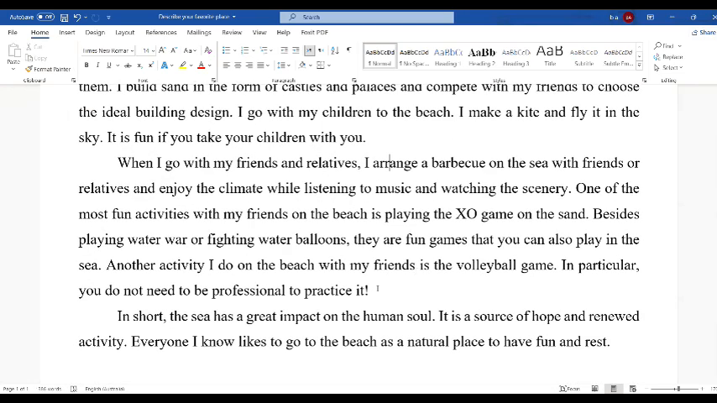Okay, body paragraph number 3, the last one in the body. Yes, who can read?